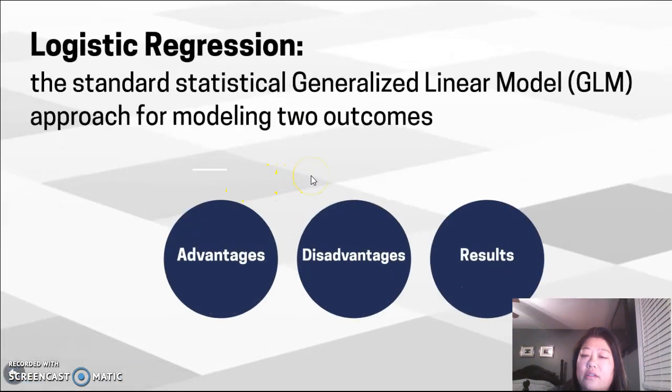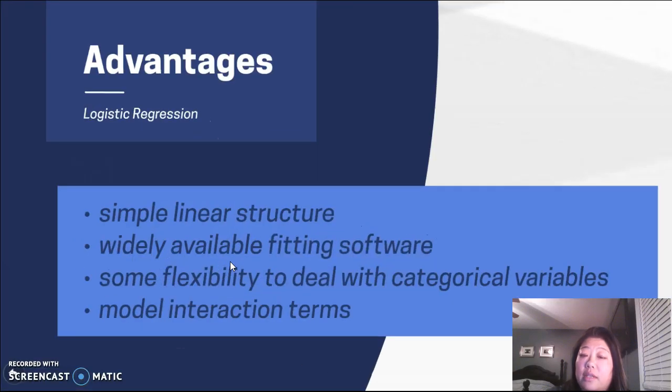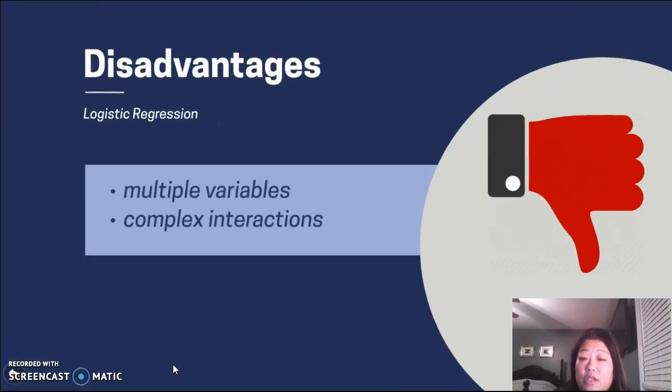Logistic regression is the standard statistical generalized linear model approach for modeling 2 outcomes. The advantages of logistic regression include simple linear structure, widely available fitting software, and some flexibility to deal with categorical variables and model interaction terms. Some of the disadvantages of the logistic regression stem from the same linear form, in that it may not provide a satisfactory fit with multiple variables and complex interactions because of the linear form.